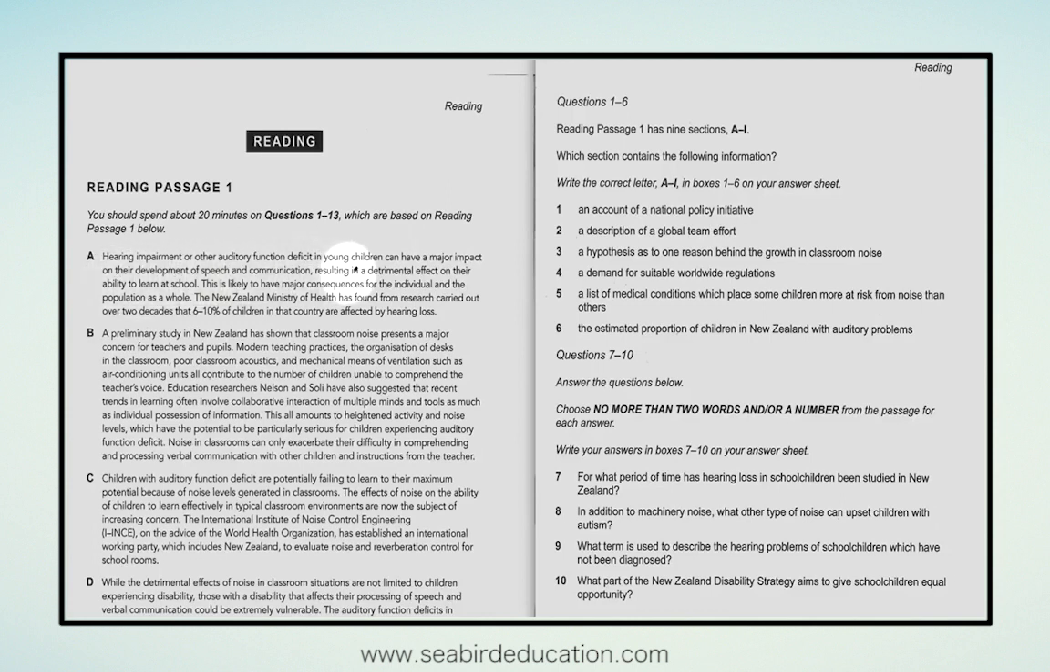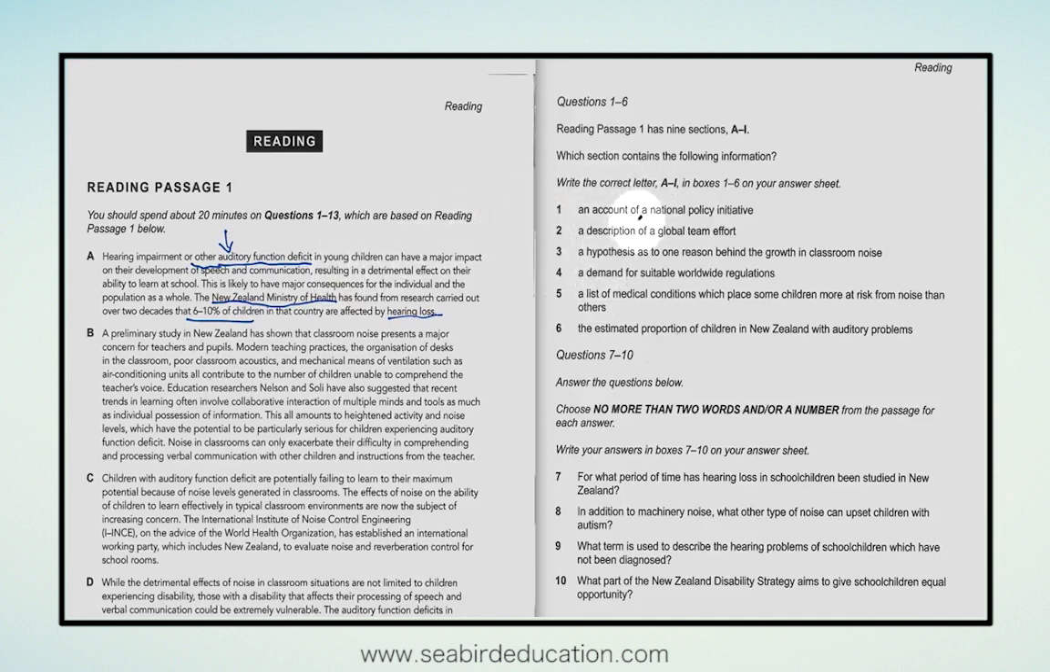Speech and communication resulting in a detrimental effect on their ability to learn at school. This is likely to have major consequences for the individual and the population as a whole. Okay, so the New Zealand Ministry of Health has found from research that 6 to 10% of children are affected by hearing loss. Okay, so it's something related to hearing loss, an auditory function deficiency. Auditory is related to hearing. So we get the general idea that it's talking about people with hearing difficulties.